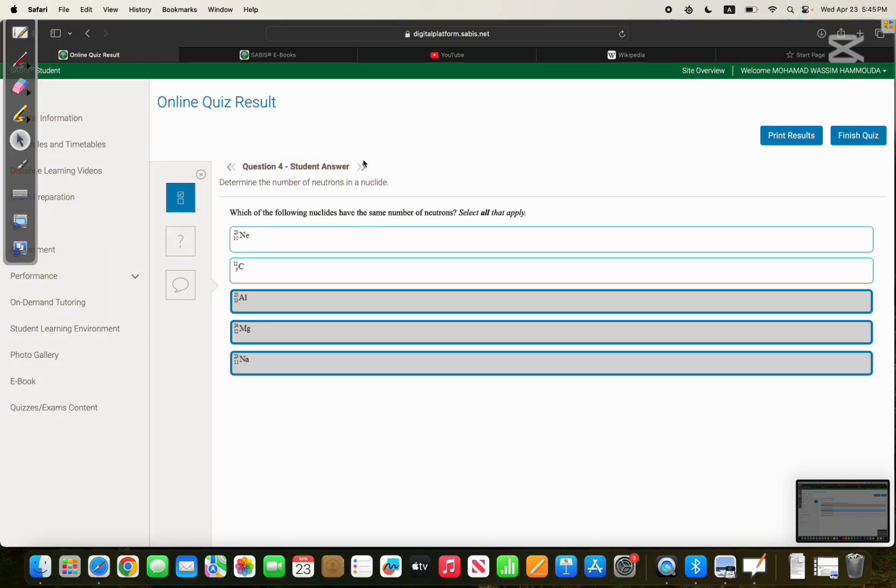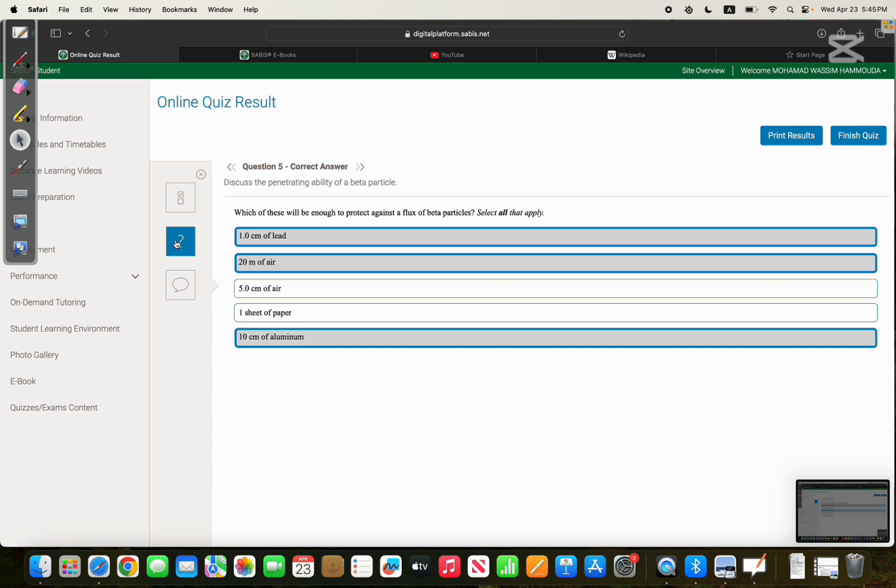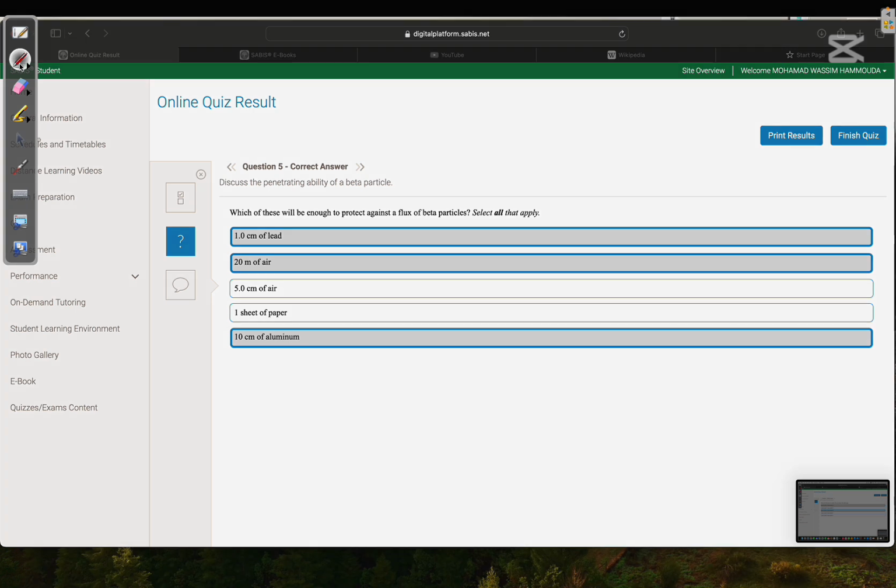Number 5. Which of these will be enough to protect against a flux of beta particles? Okay, for this question, we need to know the strengths of the different types of particles. Alpha is the weakest, and it can only go through about 1 centimeter of air.